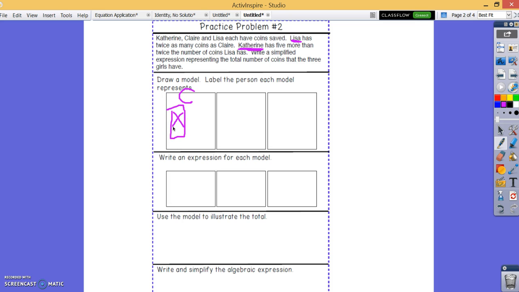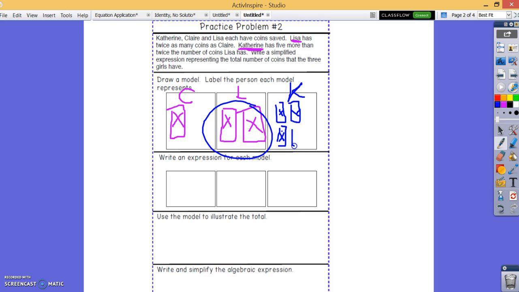Lisa has twice as many as Claire. So here's Lisa. She's got double. She's got twice as many, so that's 2 X's. But Catherine has 5 more than twice what Lisa has. Now Lisa has this many. Catherine's got 5 more than twice that. So Catherine actually has 4 X's, because she's got twice the amount that Lisa has, and then 5 more than that, so plus 5.